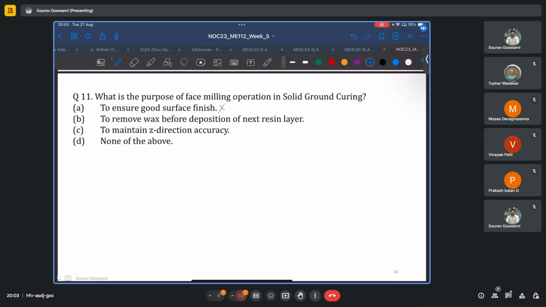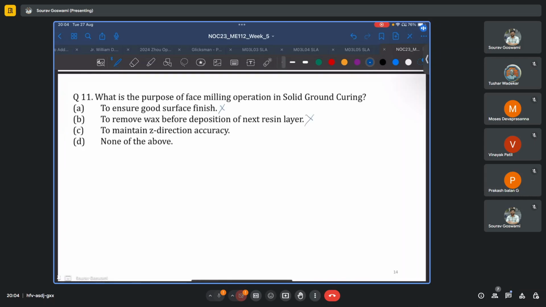To remove the wax before deposition of next resin layer? We do remove excess wax using this operation in solid ground curing, but the rest of the wax is still there. In fact, it is needed as support structure to support the part that is cured. So option B is also incorrect.